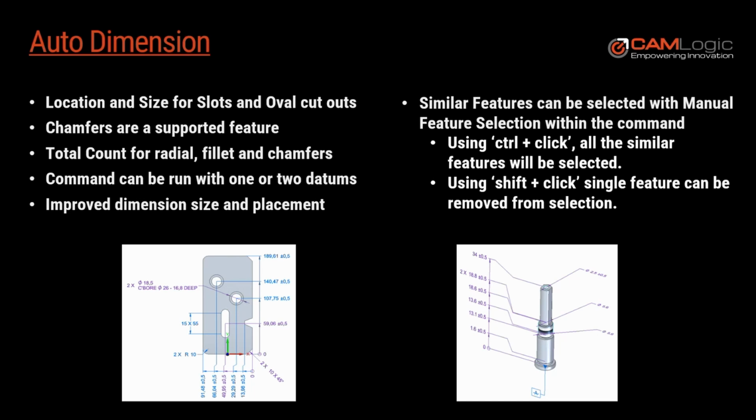The other thing that they've added is that you can run this with 1 or 2 datums rather than 3. This helps with round or turned parts more specifically. Because you only have the single datum and there's no other flat planes to really click on, this will allow you to still dimension them, similarly to that example on the right.